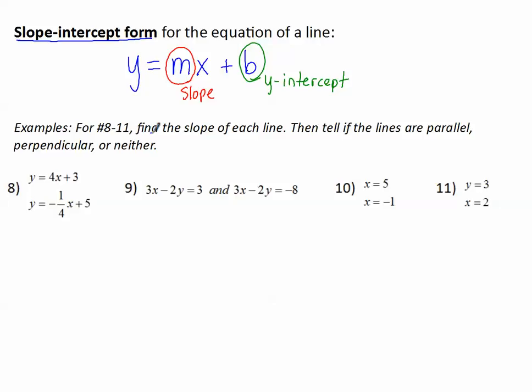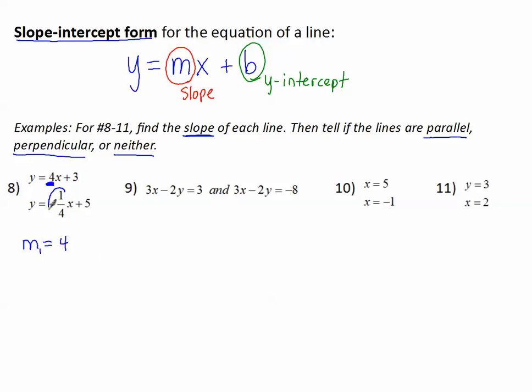For numbers 8 through 11, find the slope of each line. So that's first. Then tell if the lines are parallel, perpendicular, or neither. Remember, when it's in slope-intercept form, the coefficient of the x, the number multiplied to the x, is the slope. So in the first one, y equals something x plus something. The first slope is 4. I'm going to call that the slope of line 1 since it came first.